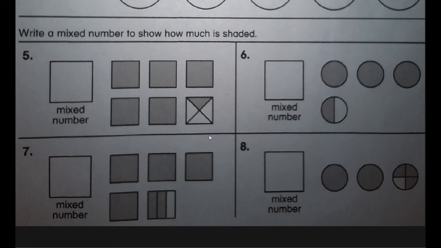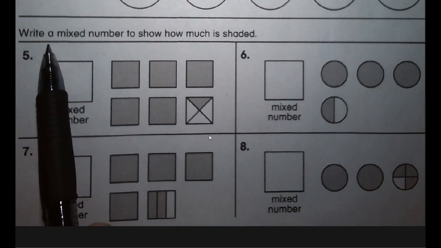You'll notice the directions here are slightly different than what we just did up top. It says write a mixed number to show how much is shaded. So instead of the number being given to us, we need to figure out what the mixed number is. So we're going to start with number 5.